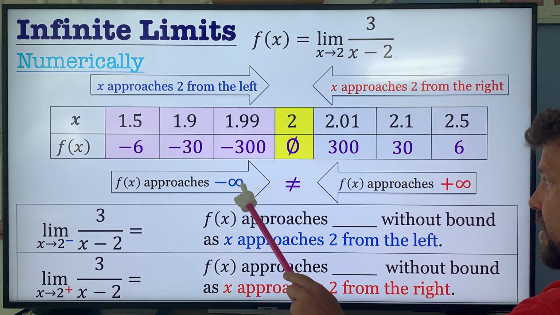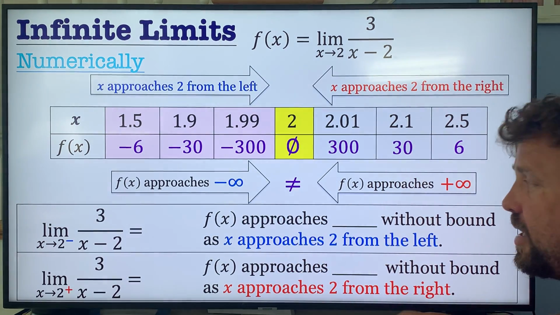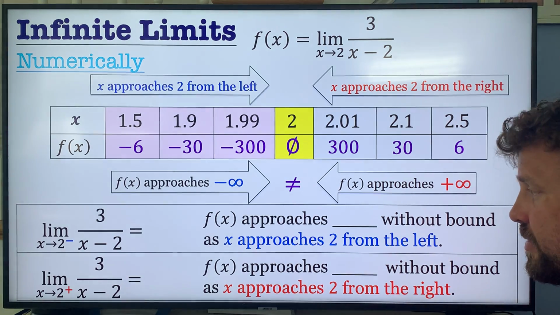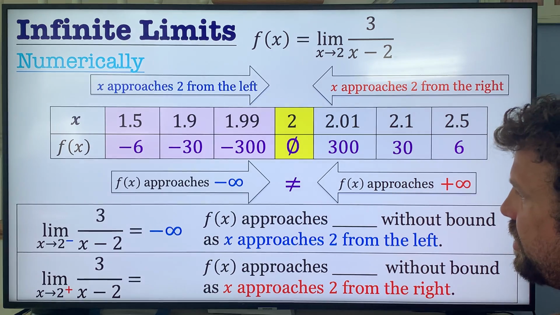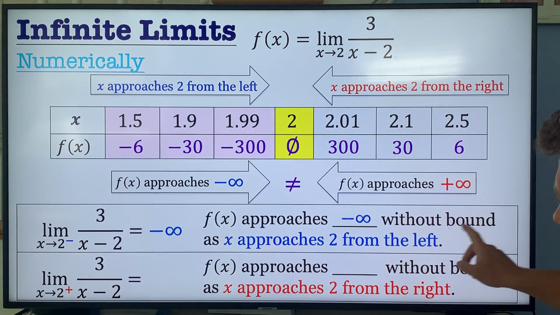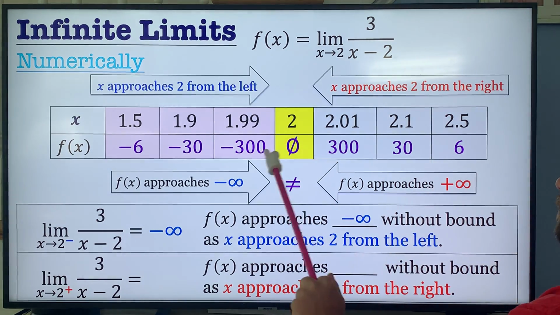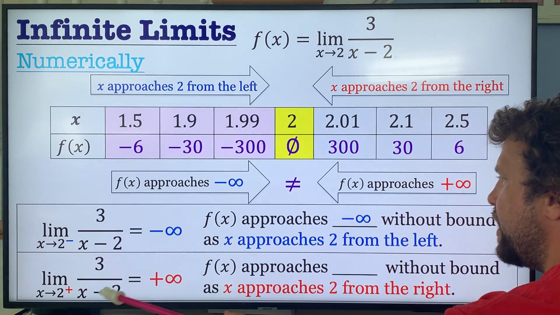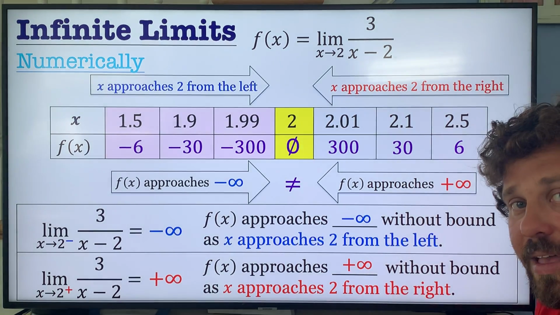But you have it from the left and the right. So left and right limits, one-sided limits, can be approaching negative and positive infinity, but your actual limit will be undefined, non-existent. So what is the limit there? Negative infinity. So f of x approaches negative infinity without bound as x approaches 2 from the left. What was it when we approached from the positive side? Positive infinity. So f of x approaches positive infinity without bound as x approaches 2 from the right. Got it? Easy, right?